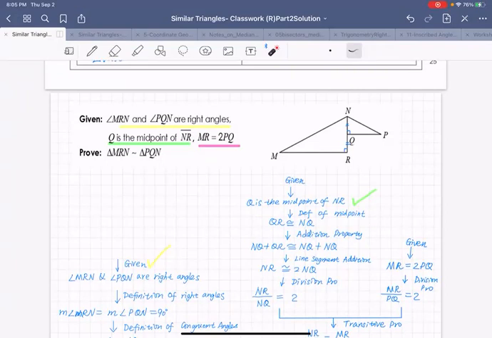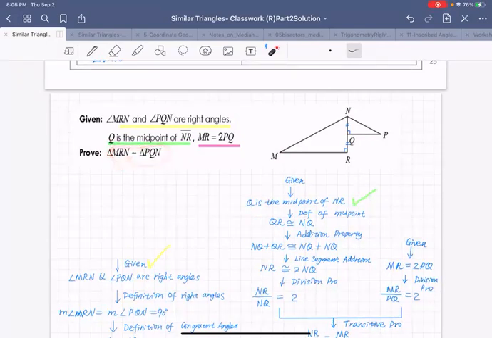Christina, go ahead and read the question. Angle MRN and angle PQN are right angles. Okay. And then Q is the midpoint of segment NR, and then MR is 2PQ. Prove.